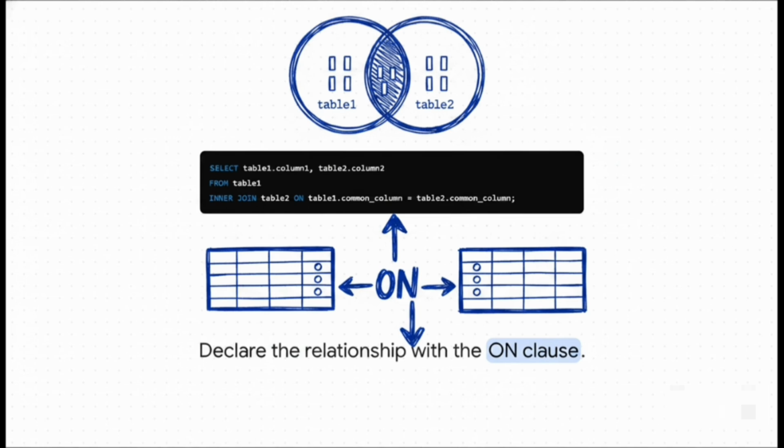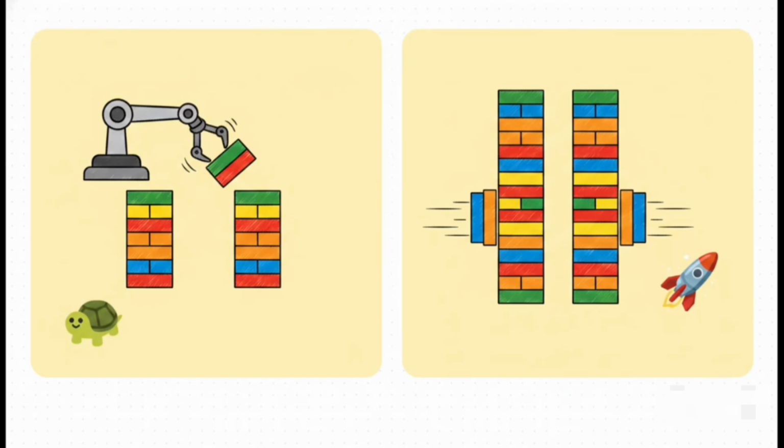But the absolute beating heart of this query is the on clause at the very end. On table 1, common column equals table 2, common column. This right here is where you declare the relationship. That condition literally has to be true in both tables for the row to show up in your final result set. Now, while joins connect tables horizontally, what if we want to combine result sets vertically?